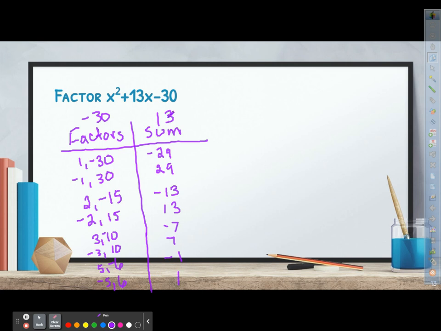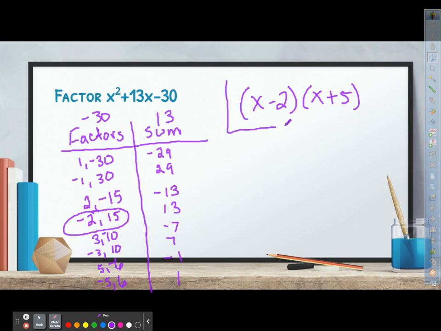And I need a sum of positive 13, and I already got it earlier. So once you get the 13, I could have stopped right here if I wanted to. Okay, so these are my two factors. So my answer would be x minus 2 times x plus 15. Okay, notice, see how this is a positive, and see how my bigger number is positive? Okay, so that's a rule you can use as a shortcut.